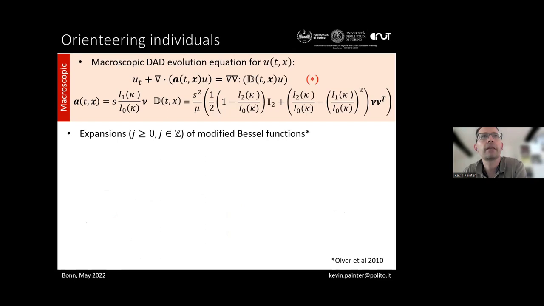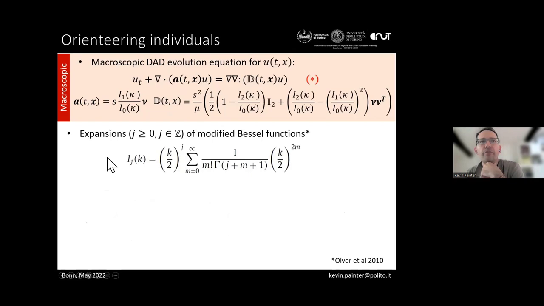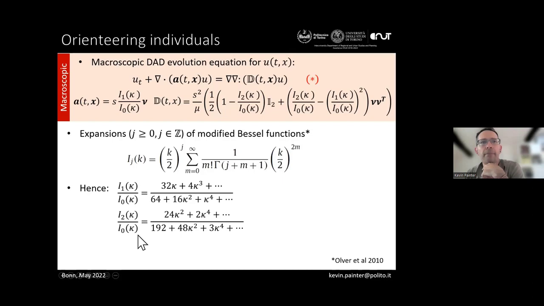You can also do expansions in order to get a simpler model than this star, because there are expansions for the various modified Bessel functions. These are standard expansions that you find in the mathematical literature. As a result, you can write down expansions for I1 kappa over I naught kappa, I2 kappa over I naught kappa, and I1 squared over I naught squared, et cetera. You can write all of those expansions out in terms of kappa.